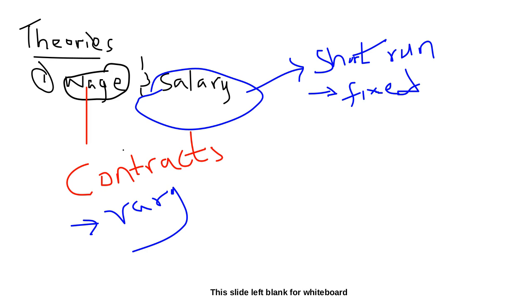They are contract earnings that can vary according to output. They can vary according to output.